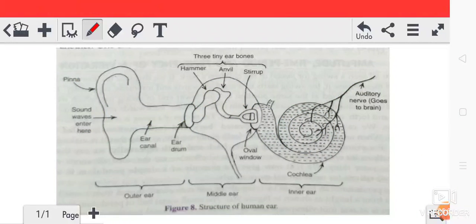Now, after learning the construction and working of the human ear, the homework for you is to draw a neat and clean diagram of the human ear and label all the parts, and also explain the working of the human ear in your own words.